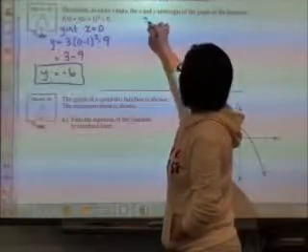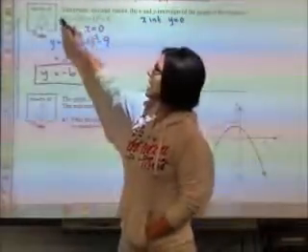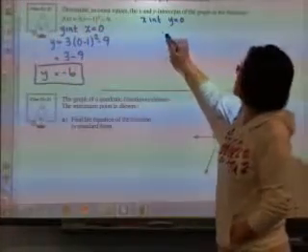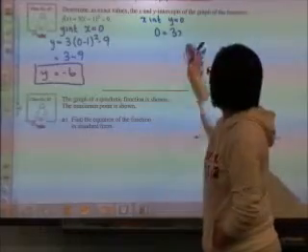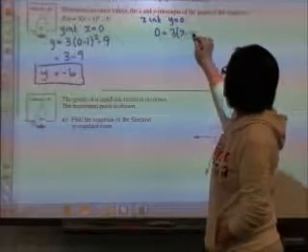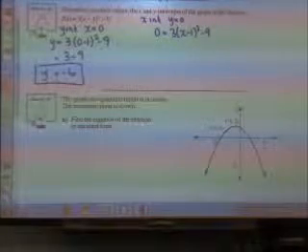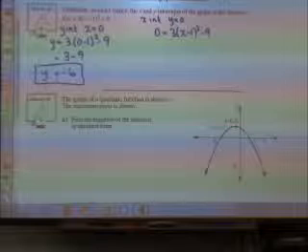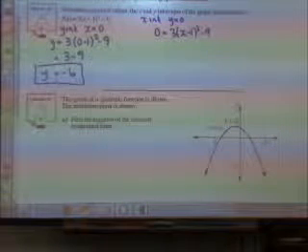X-intercepts are a little bit trickier. In an x-intercept, y equals 0. So y being f of x. So 0 would equal 3 times (x minus 1) squared minus 9. So how would I solve this? How would I get x by itself?